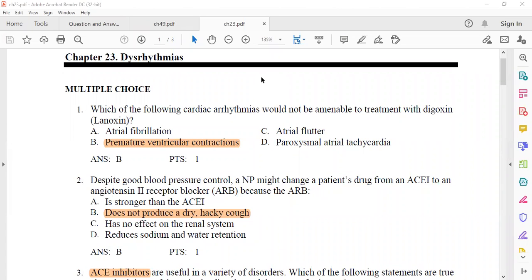Here are some questions and answers regarding dysrhythmia. Question number one: which of the following cardiac arrhythmias would not be amenable to treatment with digoxin? The answer is premature ventricular contraction.